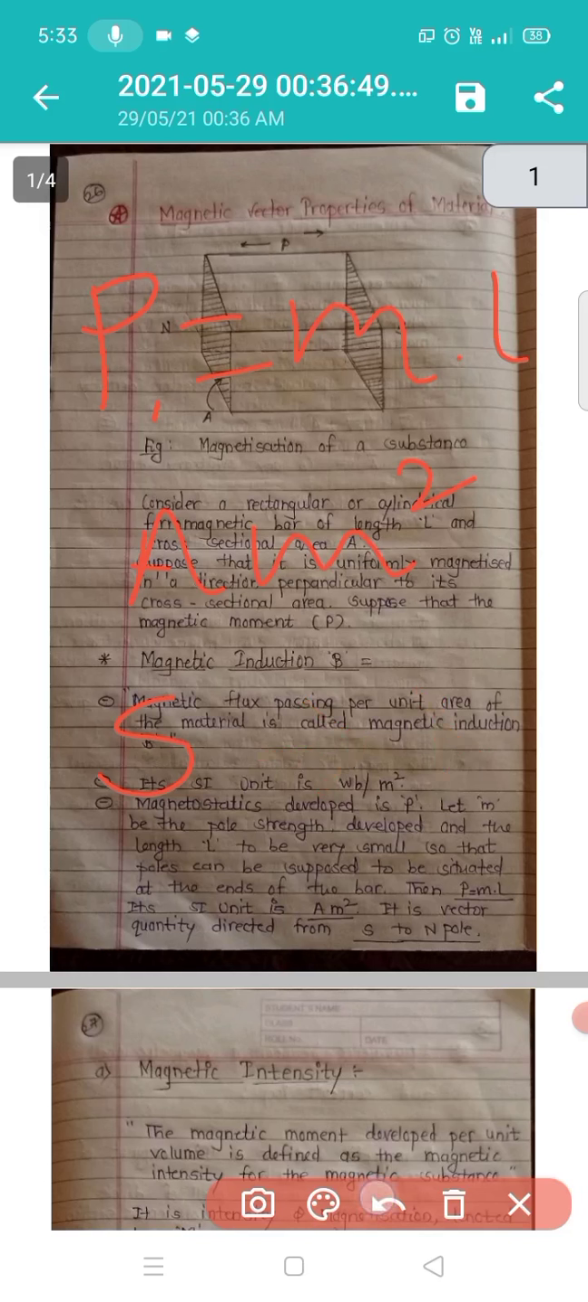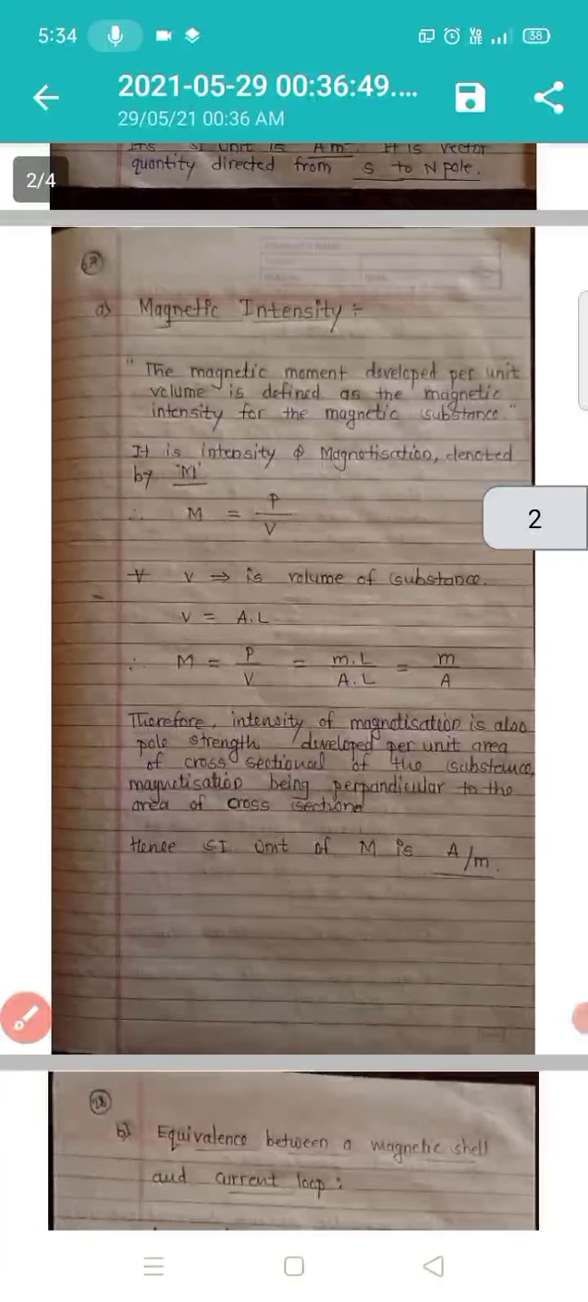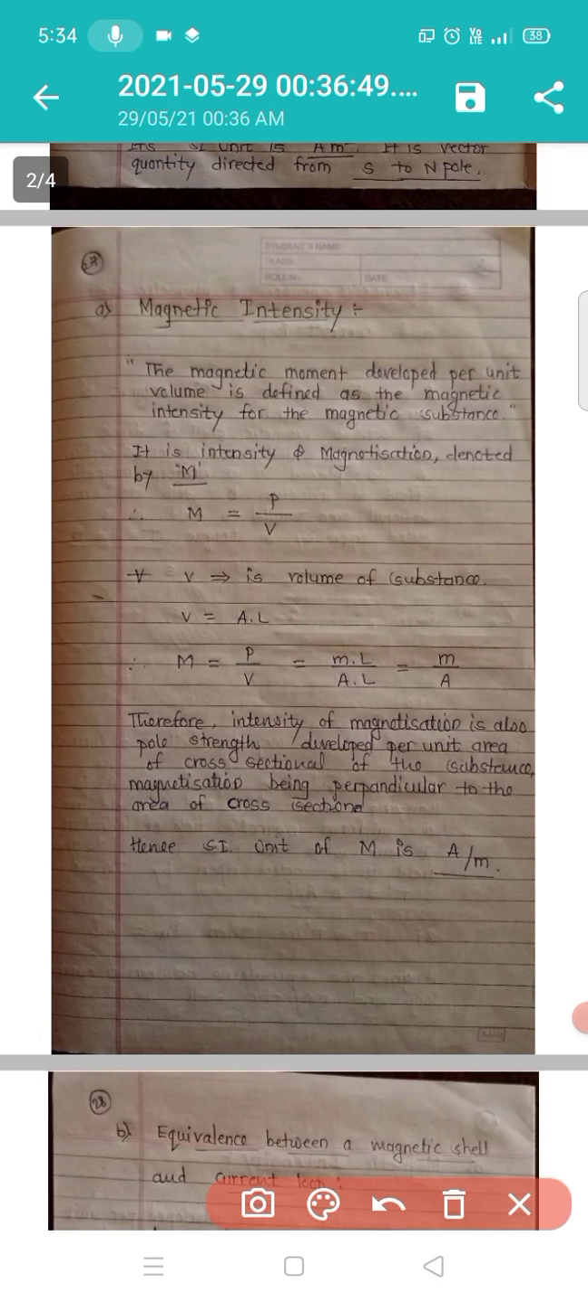Then the next part is magnetic intensity. What is magnetic intensity? The magnetic moment developed per unit volume is defined as the magnetic intensity for the magnetic substance. M is equal to P by V.